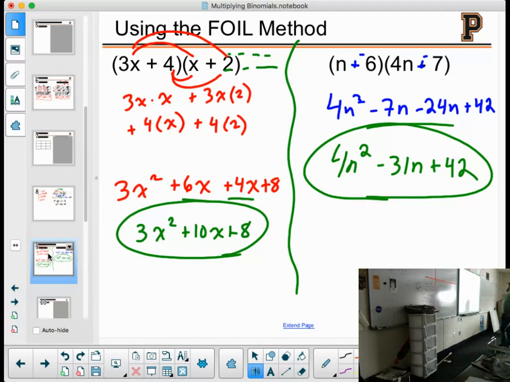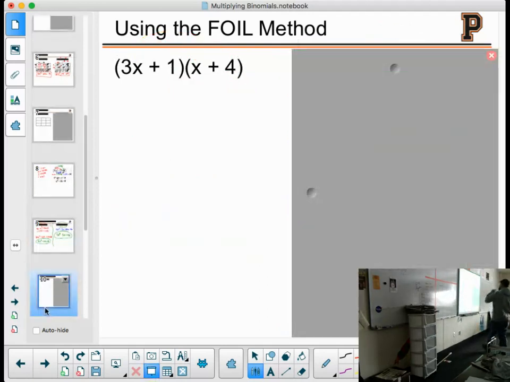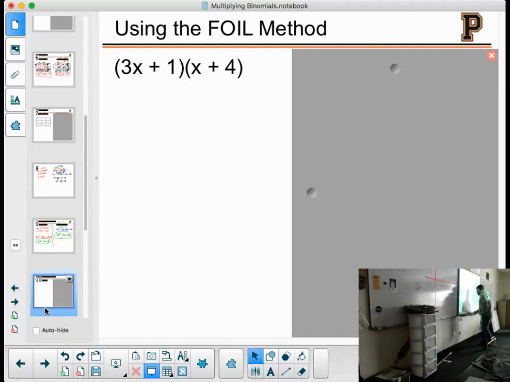FOIL. First, outer, inner, and last. All right, why don't you guys pause the video, or if this is Edpuzzle, I think we'll probably have you guys try this on your own.